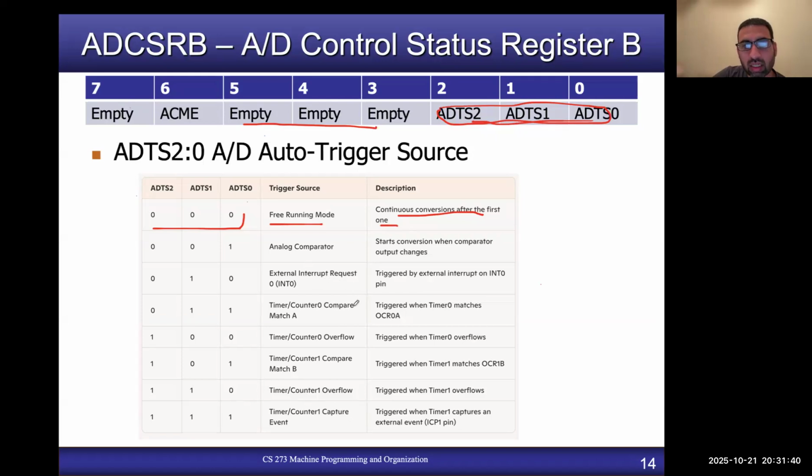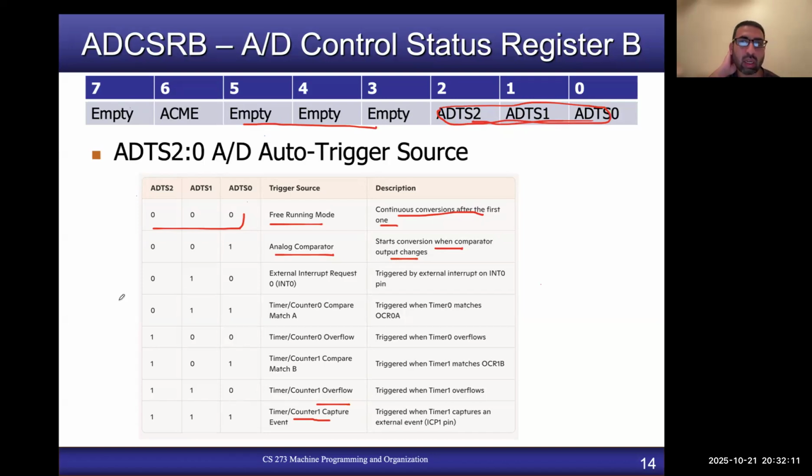And then there are some other events. For example, you can say, based on the timer, if the timer overflows, then start the conversion. Or you can say, compare the analog input, and start the conversion when the comparator output changes, which means that the two input analog signals are not the same, and so on and so forth. I just wanted to include it here for the purpose of completion.